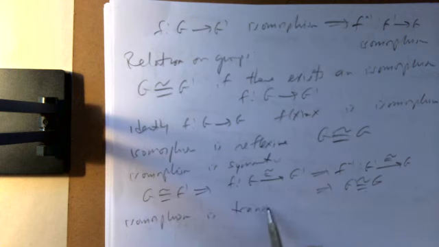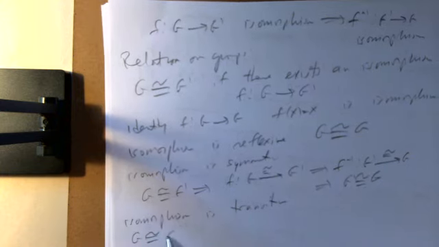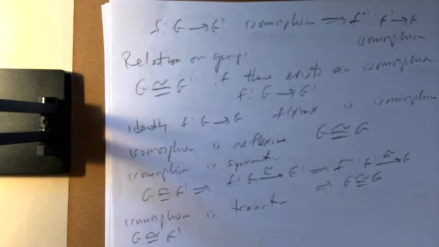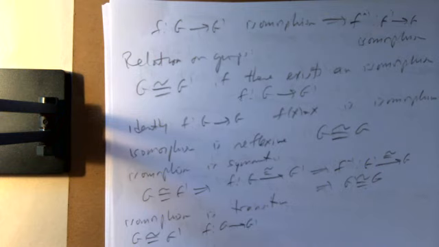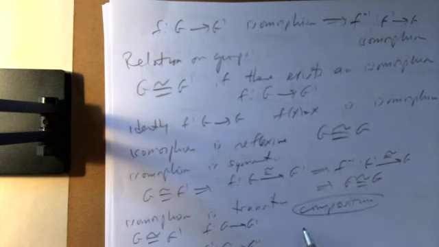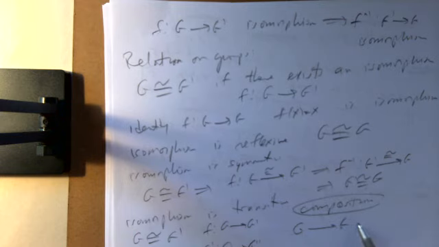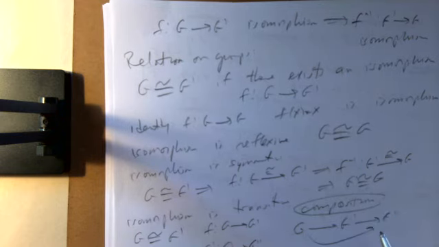And finally, isomorphism is transitive. So suppose G is isomorphic to G prime and G prime is isomorphic to G double prime. So you have an isomorphism from G to G prime. You have an isomorphism from G prime to G double prime. So compose them. Just composition of functions, just like you did in calculus. You have from G going to G prime to G double prime. This composite function is f prime composed with f.